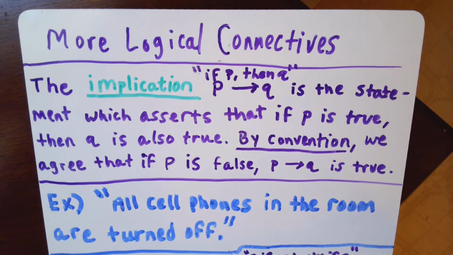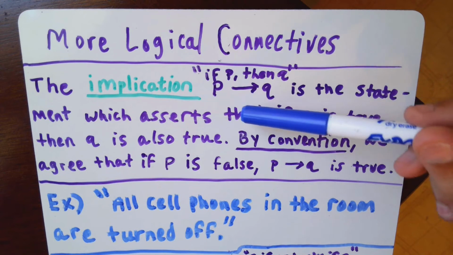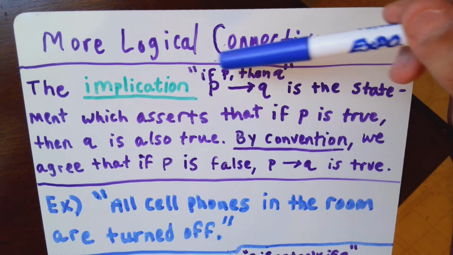This is our second video in our logic series, and we're going to cover some more logical connectives. Let's begin with the first logical connective that we're going to talk about today, called the implication. It's read P implies Q, or if P then Q.